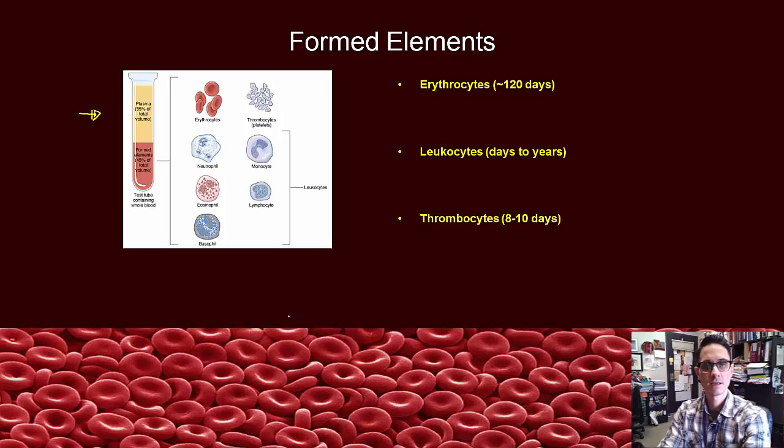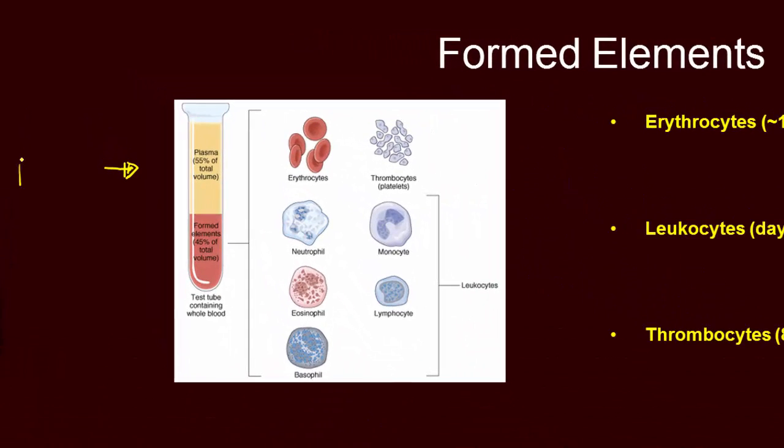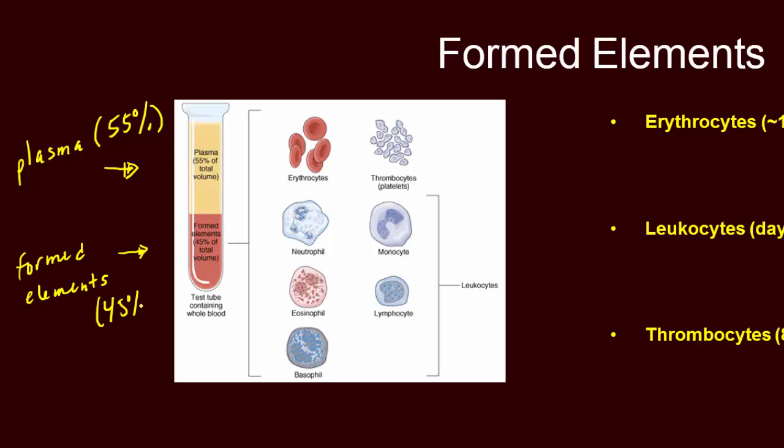We talked about the plasma last time, and remember that if we were to take some whole blood and spin the whole blood down using a centrifuge, we'd get separation of the two basic components of the blood, and the lighter of the two is the plasma. Okay, and that plasma is going to be suspended on top of formed elements, which we see here in red. The plasma is going to make up the largest component of the whole blood, so about 55% of the whole blood volume is plasma, and about 45% is going to be formed elements.